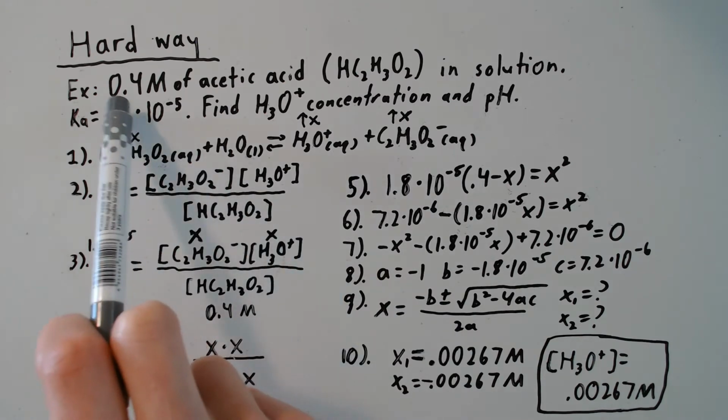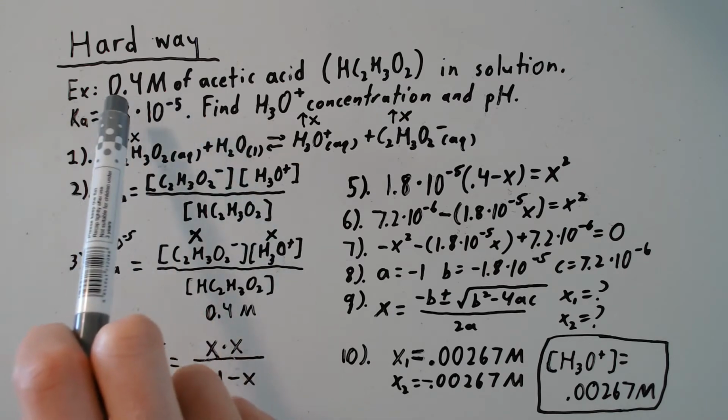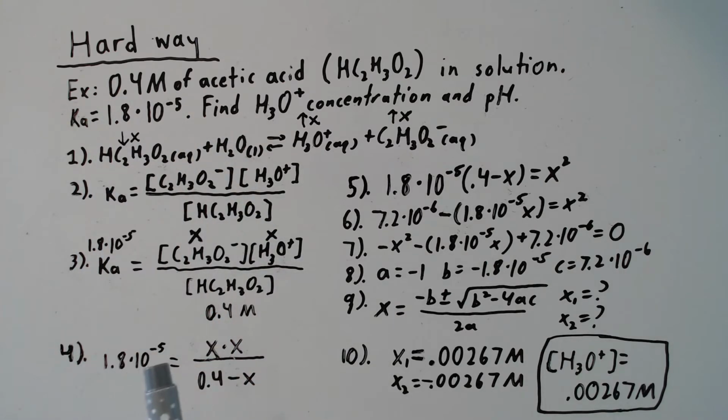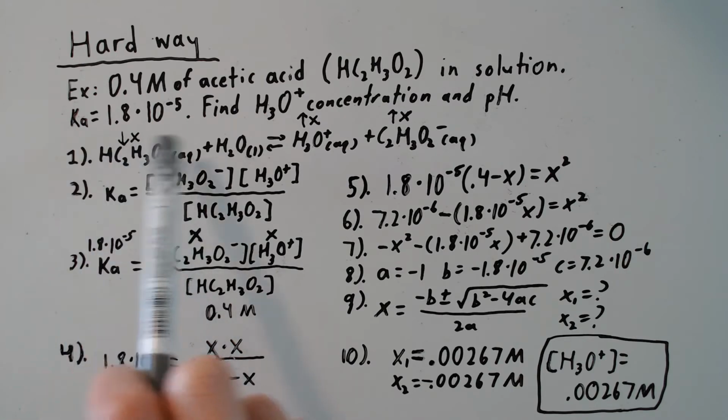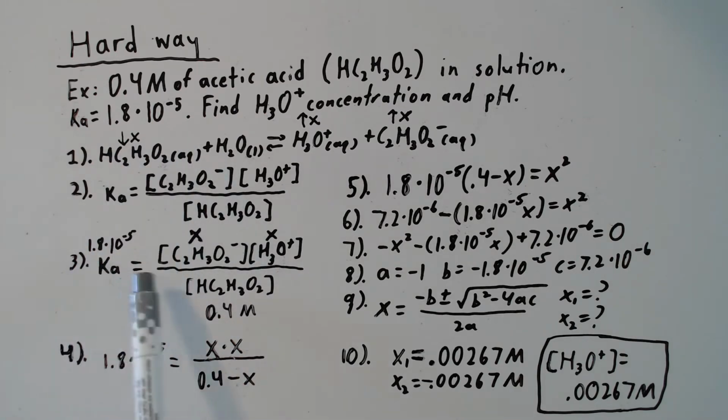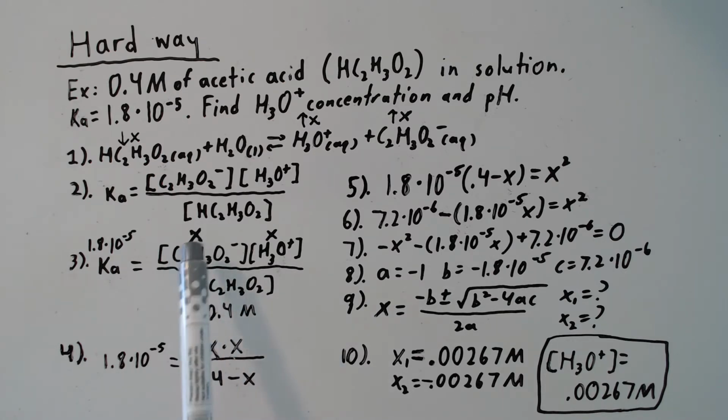We only know the initial concentration, which is 0.4 molar, and we're also given the Ka value. So we can plug in the Ka value right here. Ka is 1.8 E minus 5. And we can plug in the 0.4 molar as the initial value of this acid, HC2H3O2. We do not know what concentrations of these products are produced, so we just plug in X and X for them. And I'll explain why it's the same X for both of them very soon.